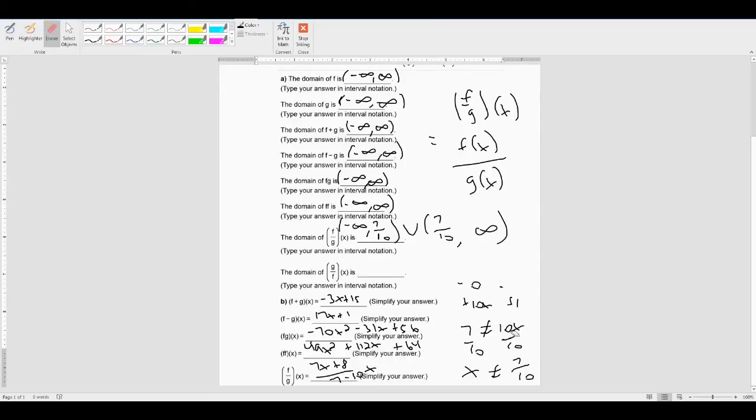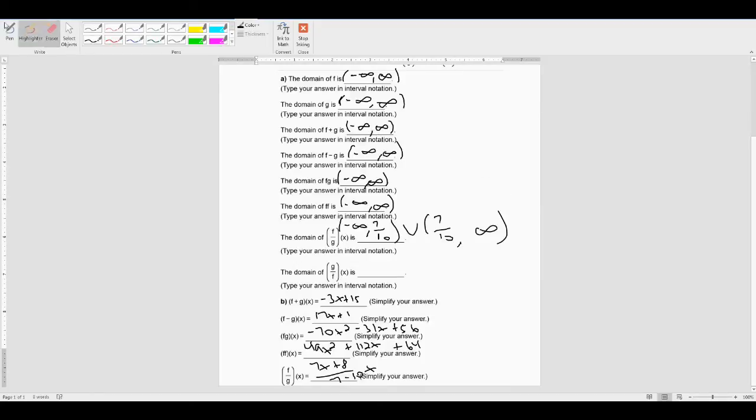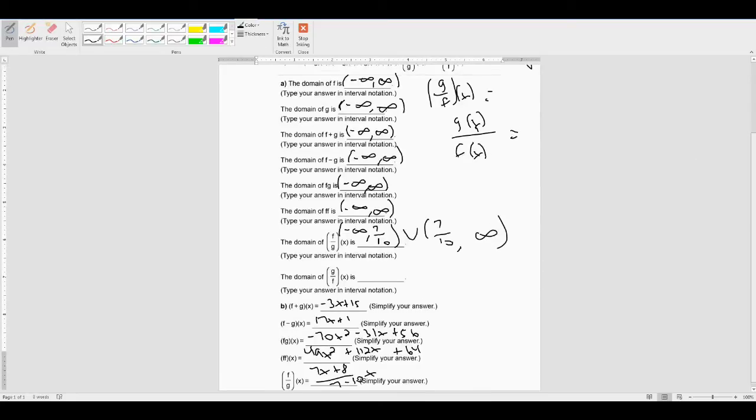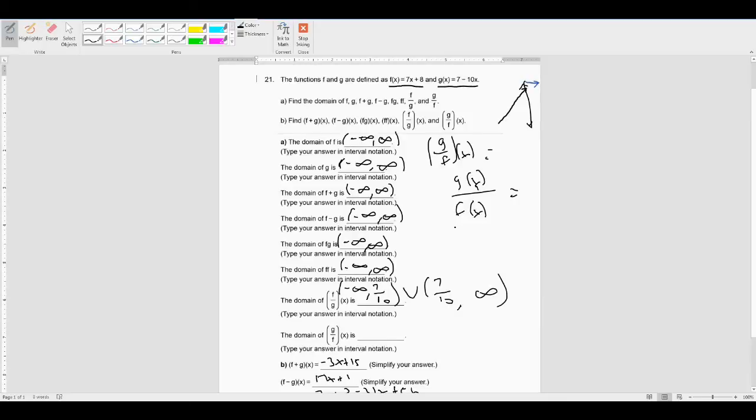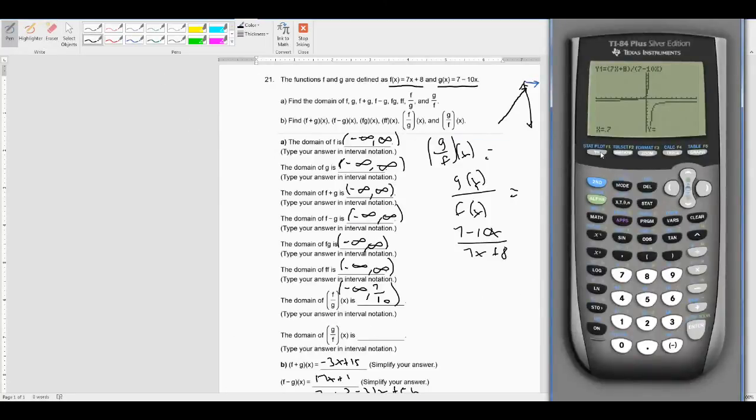And then the last one that we're going to look at is the domain of g divided by f. Now we just flip everything over. So g over f of x is the same as g of x over f of x, and g of x is 7 minus 10x, and f of x is 7x plus 8. So I'm going to use the same kind of reasoning, and I know it's going to have that basic kind of shape. Let's just go ahead and graph it. Can't hurt to graph it.